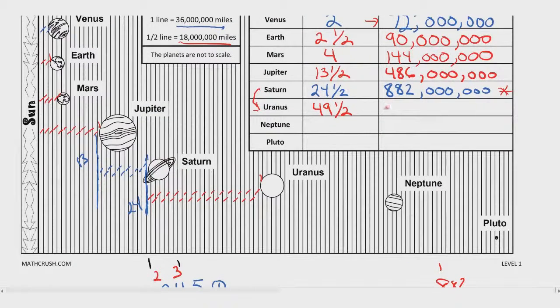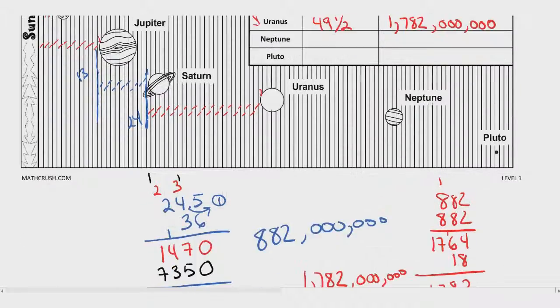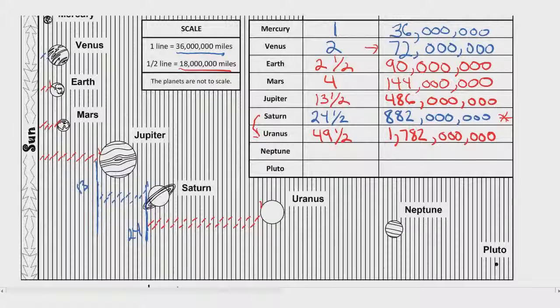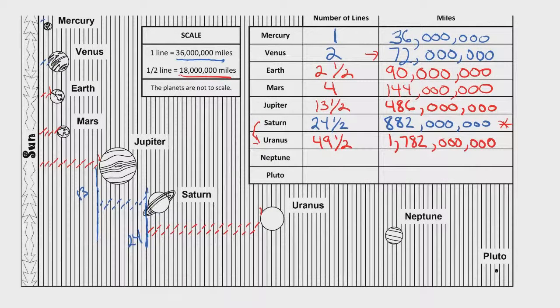So I'm going to put 1, 7, 8, 2, and then 1, 2, 3, 4, 5, 6 zeros. See that? Now, if you were confused that I added it together, again, I knew 24 and a half was about half the distance, so I just put 24 and a half plus 24 and a half is 49, and then I just added the other half at the end. So that's why I doubled 882 plus 882, and then I added another 18 right there for that half.